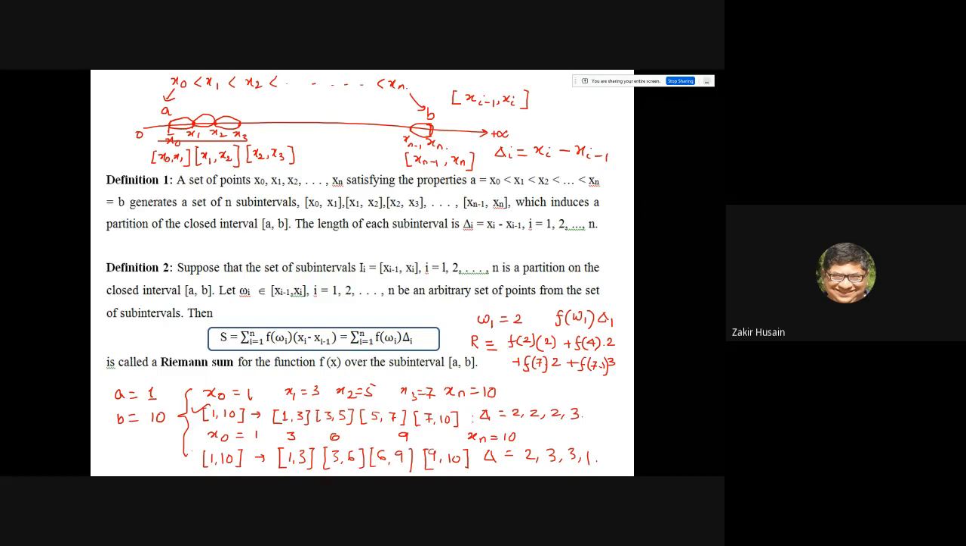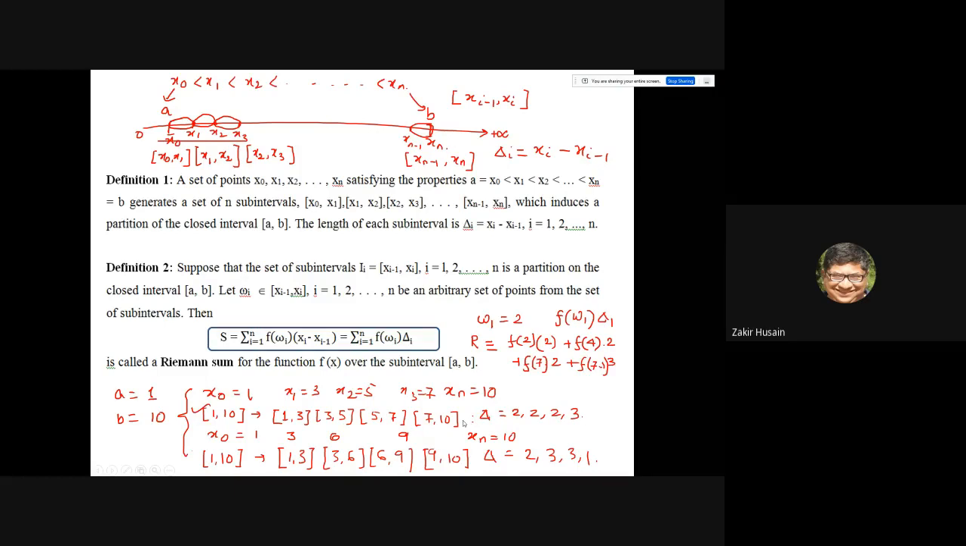Now let us suppose we have the function f(x) is equal to 2x. Find out the Riemann sum in this case. Kritika, sorry, Upanita, can you find out the Riemann sum for your case? Yes, sir. And Owen, you find out the Riemann sum for your case.